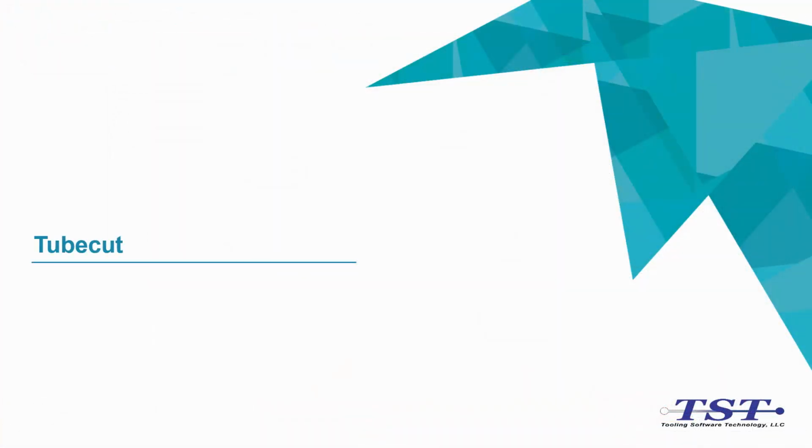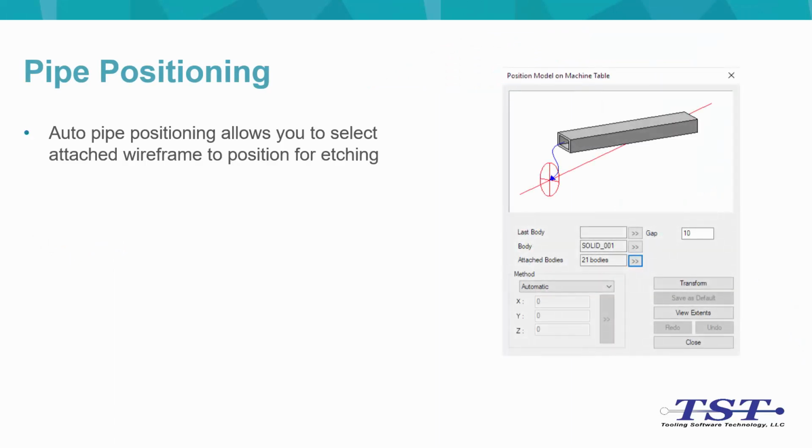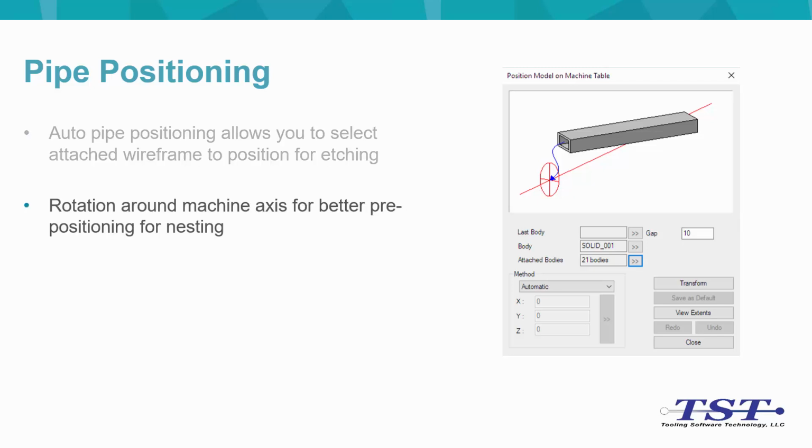Now to take a look at some of the tube cut side improvements. Here we have some pipe and positioning improvements. The auto pipe positioning allows you to select the attached wire frame to position this as well with etching, whereas before you could only select solid bodies. This allows for rotation around the machine axis for better pre-positioning through the nesting process.